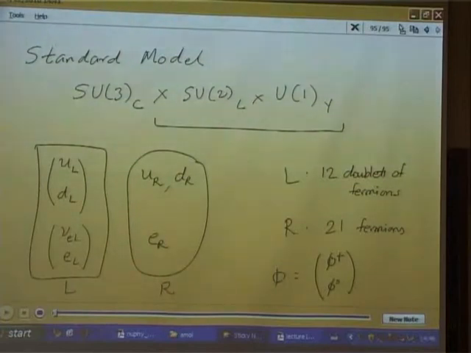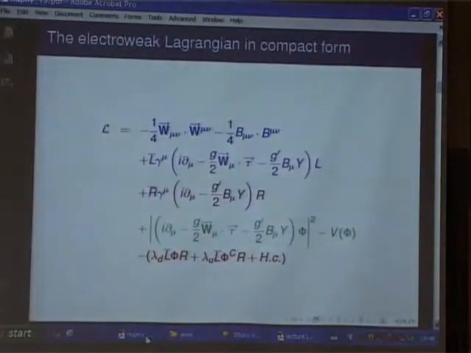And the definition is: doublets are those which transform in the same way under SU2. The way UR and DR transform is very, very different. In fact, UR and DR do not transform at all under SU2. So we will come to that. So now we know what the L's are, what the R's are, and what the Phi's are. That was the standard.